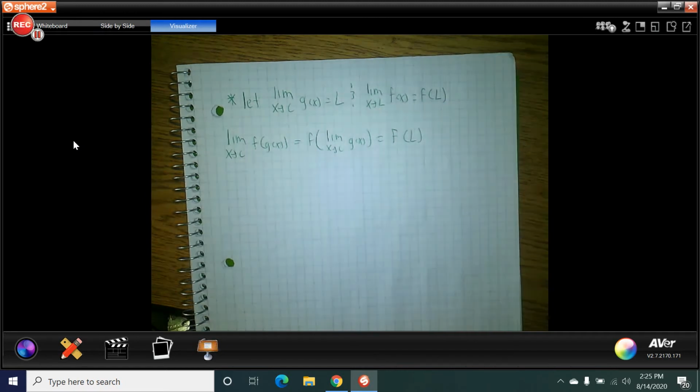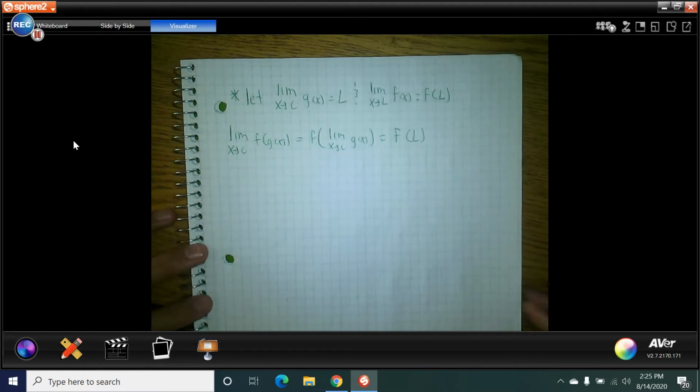Okay. Now, those are a lot of properties to memorize. However, with practice, you should be able to attack those types of problems. So let's go ahead and do some examples to make sure that you understand these techniques.